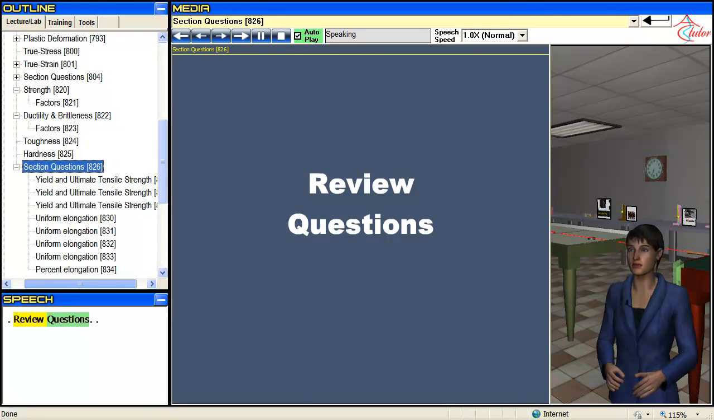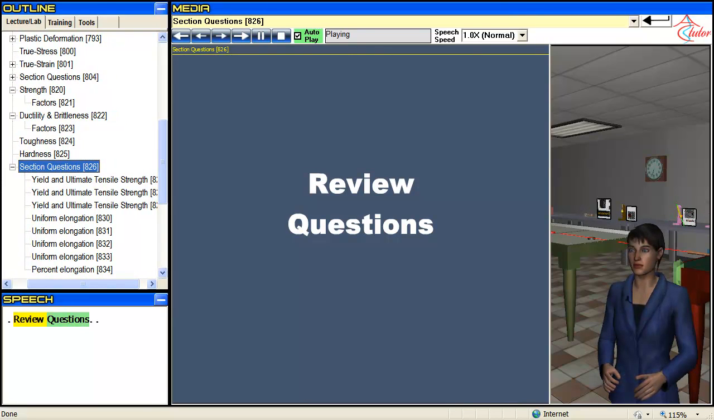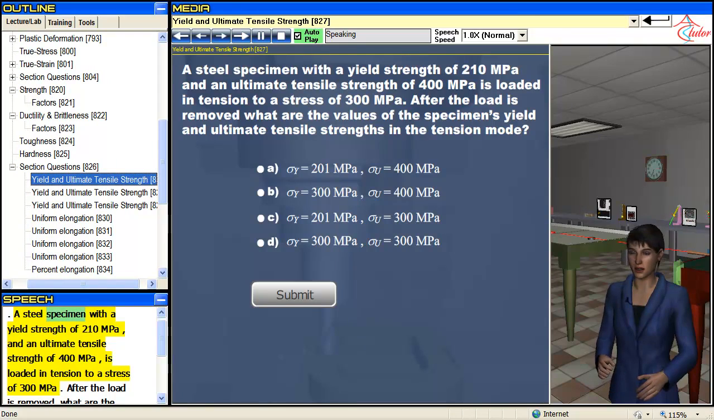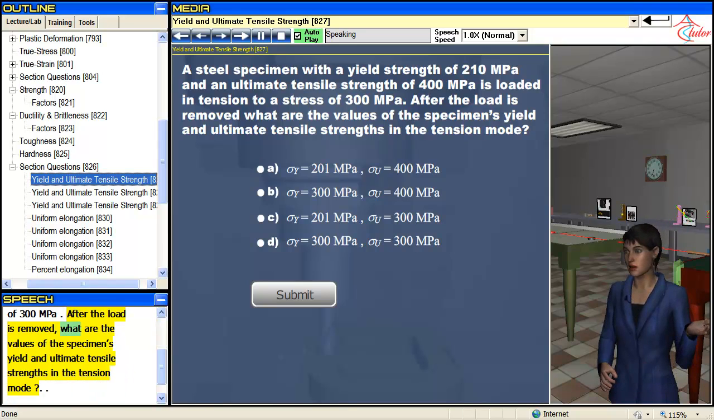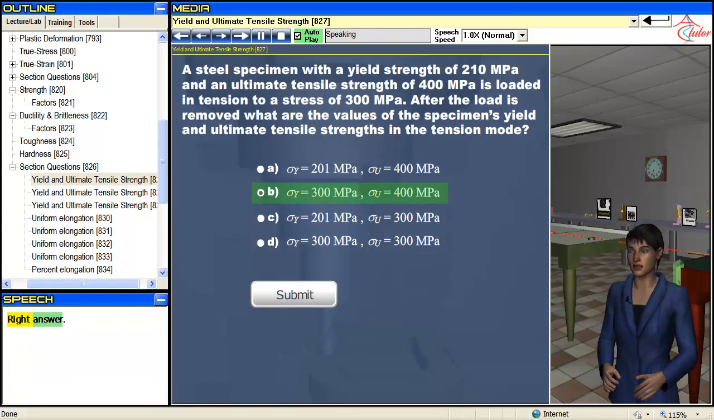Review questions. The steel specimen with a yield strength of 210 MPa, and an ultimate tensile strength of 400 MPa, is loaded in tension to a stress of 300 MPa. After the load is removed, what are the values of the specimen's yield and ultimate tensile strengths in the tension mode? Right answer.